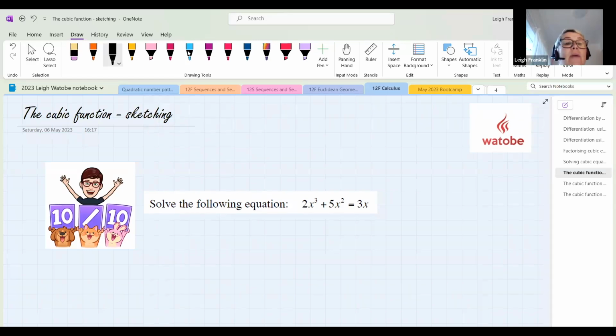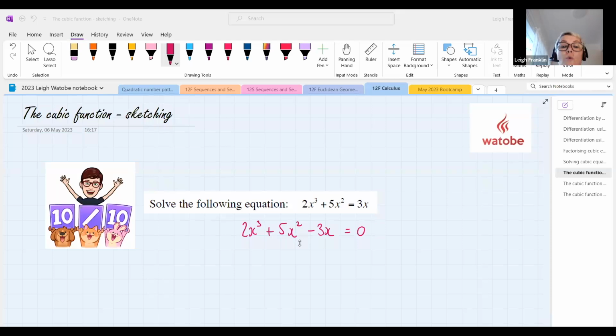All right, so if we have a look at the equation that is on screen, we've got 2x cubed plus 5x squared equals 3x. What are we going to do with a 3x? Can anybody tell me what you think we'd do with a 3x? So we're going to take it over to the other side.